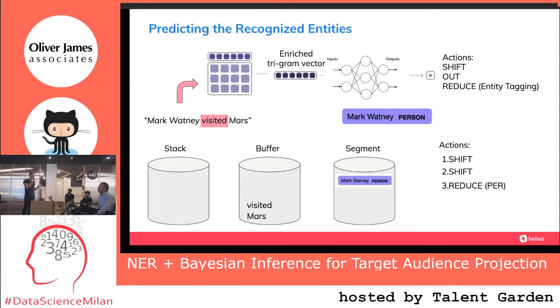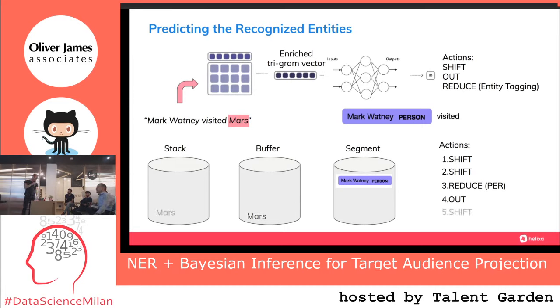After the reduce action, we stick with the trigram matrix we had before, but we update the attention vector with the information we just got. So we have another prediction for visited, that is out, meaning visited is not an entity, and we extract it as a non-entity. And we update again the attention vector.